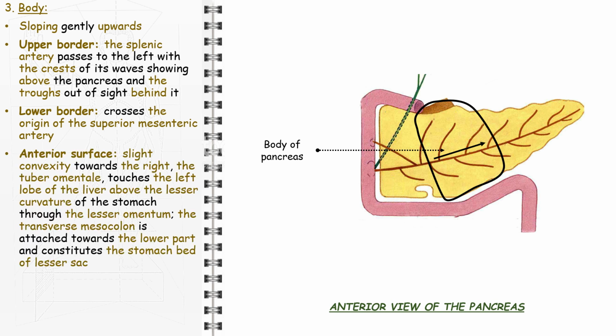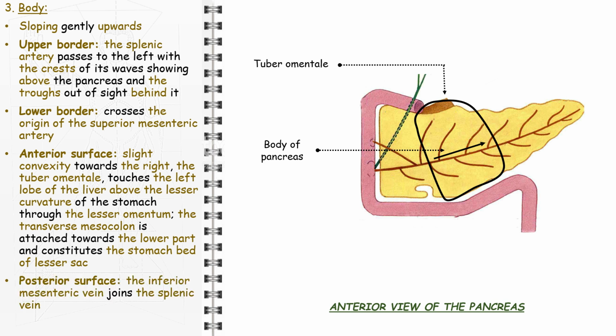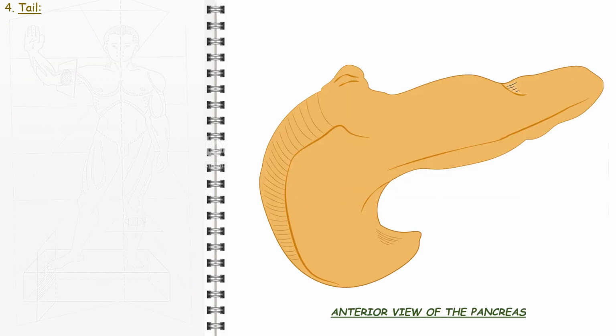It touches the left lobe of the liver above the lesser curvature of the stomach through the lesser omentum. The transverse mesocolon is attached towards the lower part and constitutes the stomach bed of the lesser sac. At its posterior surface, the inferior mesenteric vein joins the splenic vein. The tail of the pancreas lies within the two layers of the lienorenal ligament and touches the hilum of the spleen.